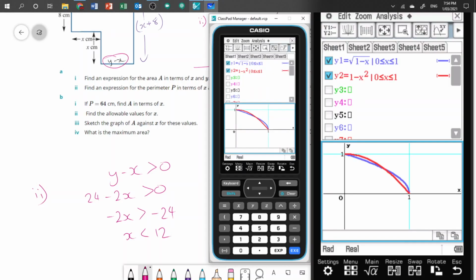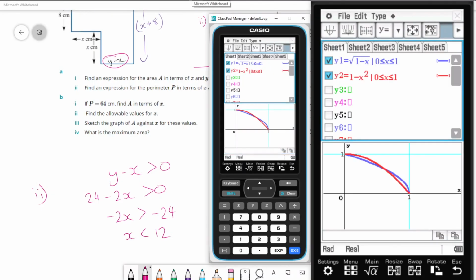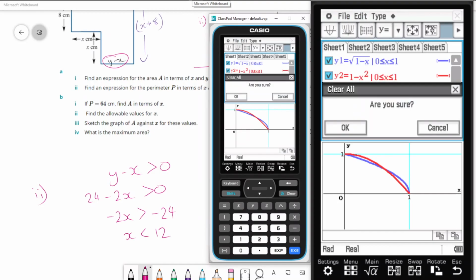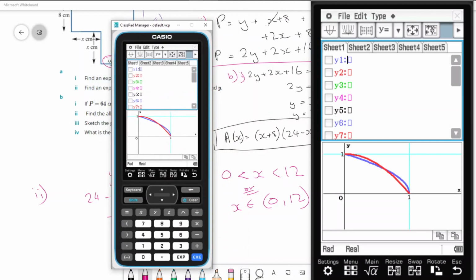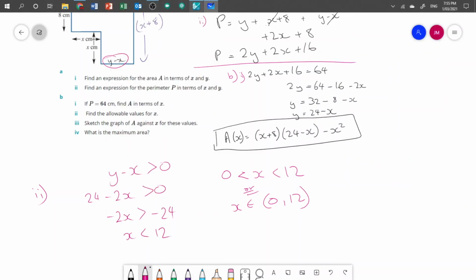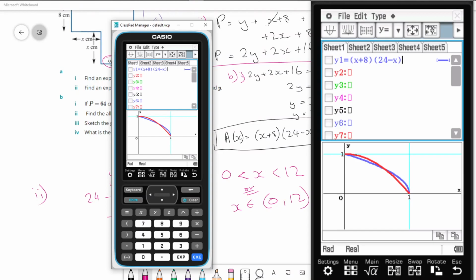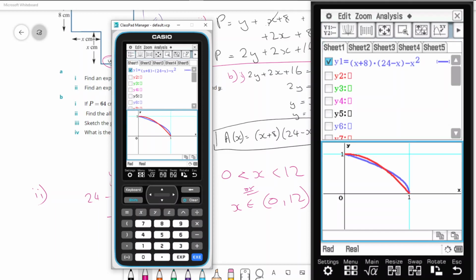So let's pull out our trusty CAS calculator. I'm going to clear all this junk. Okay, so what was my formula? x plus 8, times 24 minus x, and minus x squared. So if we sketch that, let's zoom out a bit.